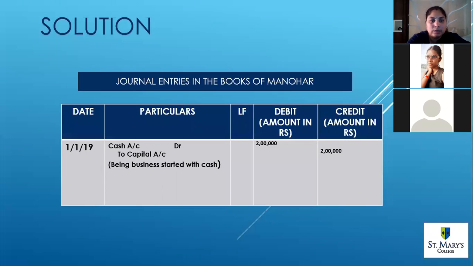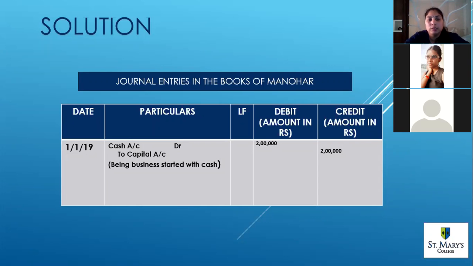So after each transaction, if you wish, you can draw a line here just to differentiate one transaction from another, or otherwise you can just leave sufficient space. And remember, your narration should be written only in the particulars column. It should not go beyond to your LF column or the debit and credit amount column. You can continue in the next line in this column itself if it is a long statement.